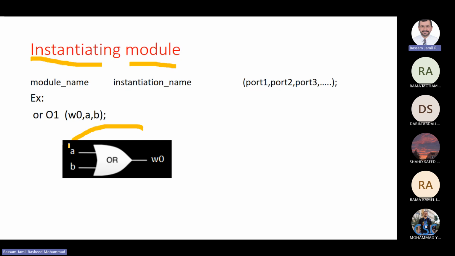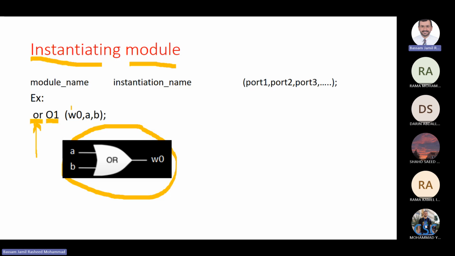This is an OR gate here. Now I want to use it, so I write OR. This is the name of the module. Then I give the instantiation name O1. This is any name I choose to. I can call this X, I can call this my OR. But this one here must match the module name that I defined it with.